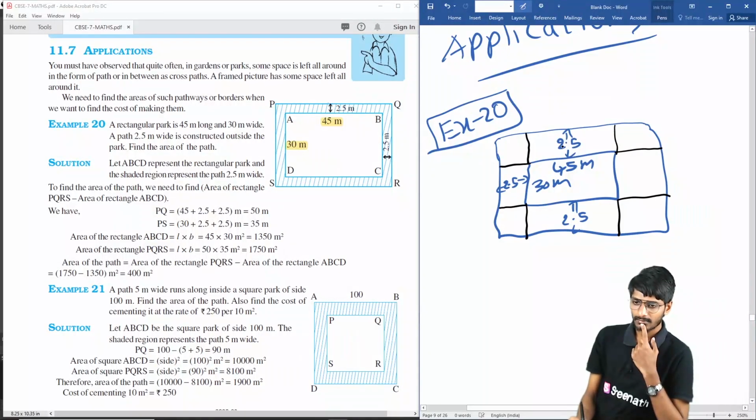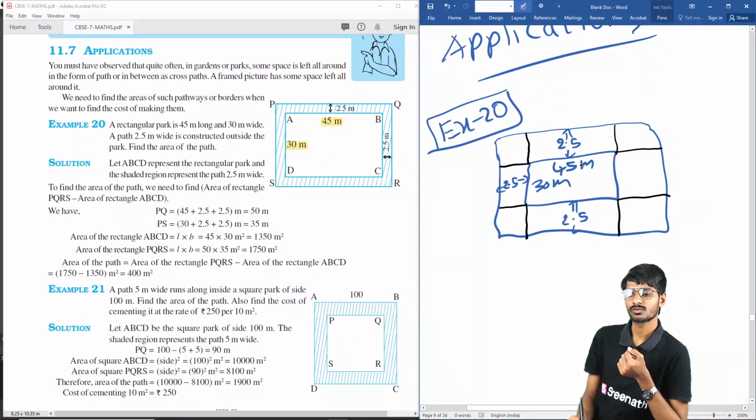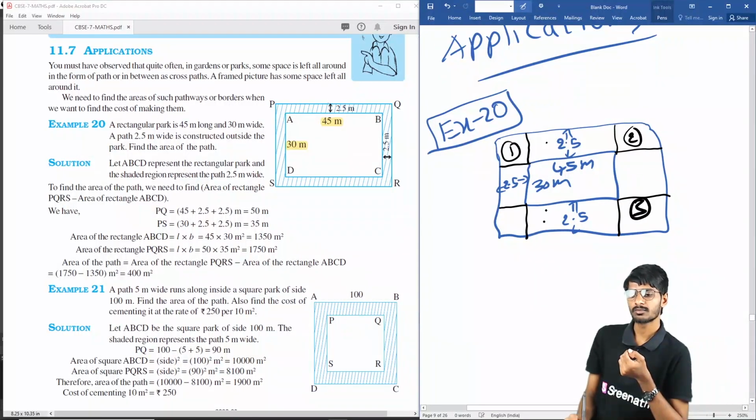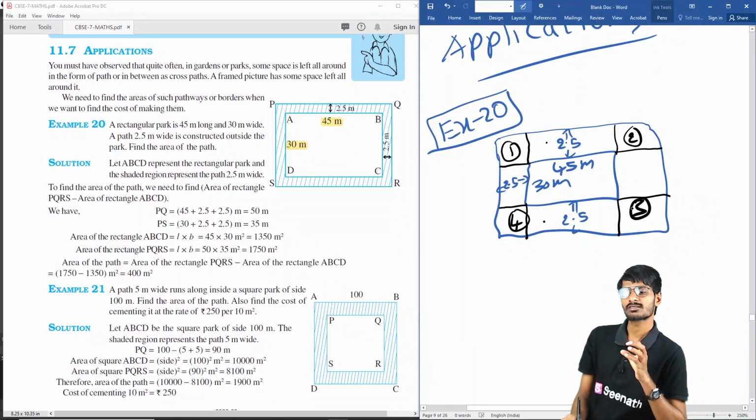coming to this area, this is 2.5 meters wide, and the length is 45 meters. Here also 45 meters length, 2.5 meters. So these two areas are the same. So if you find this area, you can add this area twice. And if you see here, its width is 2.5 and its length is also 2.5. It is a square. So if you find this square number 1, it is similar to this, and this, and this. So first thing here we have to find the 4 small squares' areas.